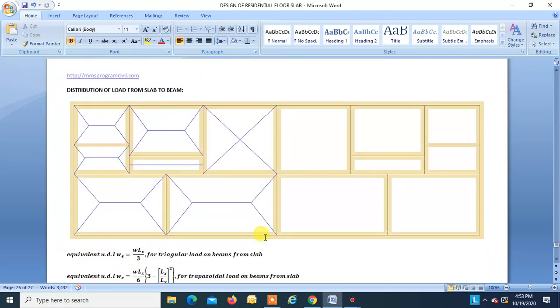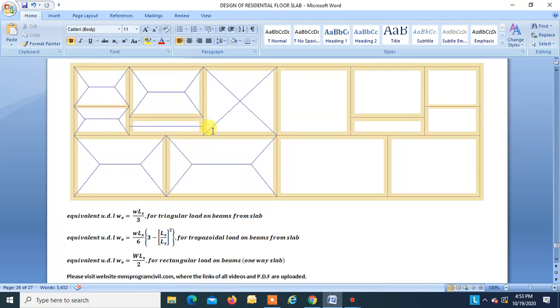Now, this is how the load is distributed from slab to beams, okay. To this beam, a triangular load will go. To this beam, a trapezoidal loading will go. If it is a one-way slab, then rectangular loading will go. Okay, this portion will go to this beam. This portion will go to this beam, right?